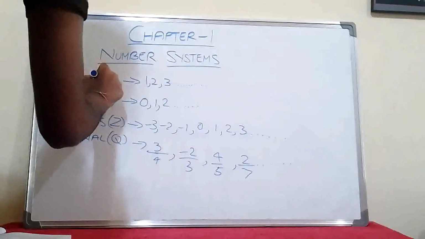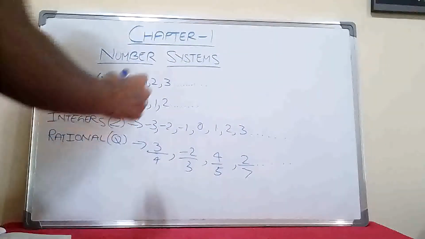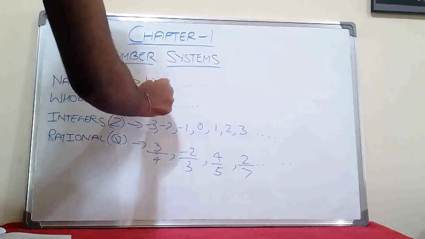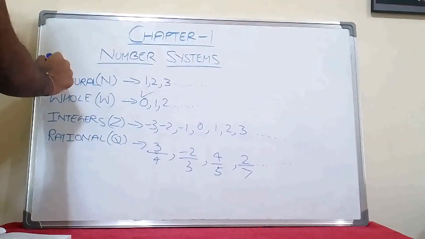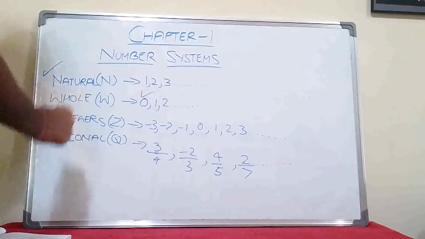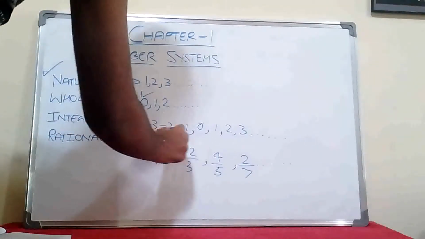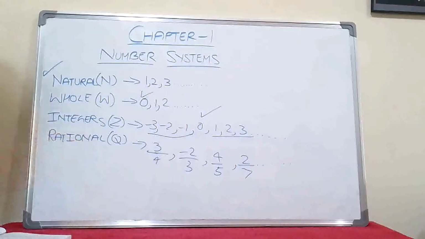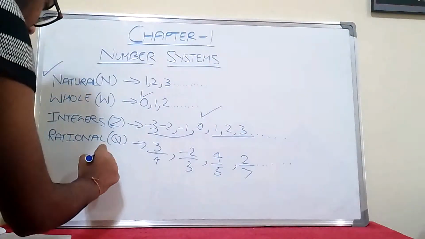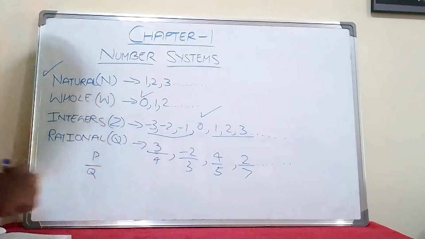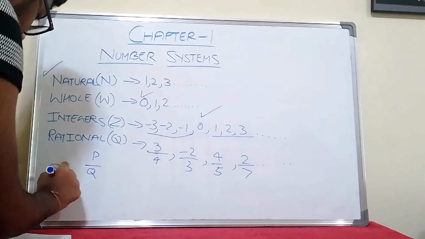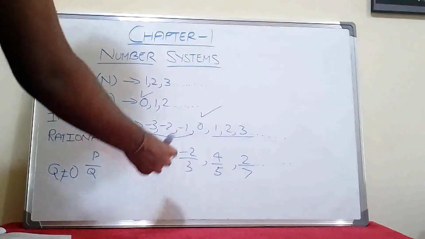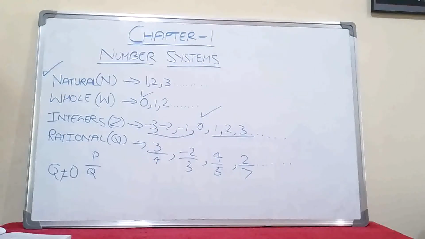So we have learned natural numbers, which means 1 till infinity. Whole number means the inclusion of 0 into the group of natural numbers. Integers is the addition of negative numbers, positive numbers and 0. And rational numbers, lastly, is any number in the form of p by q, where q is not equal to 0. Example 3 by 4, negative 2 by 3, 4 by 5, 2 by 7, etc.